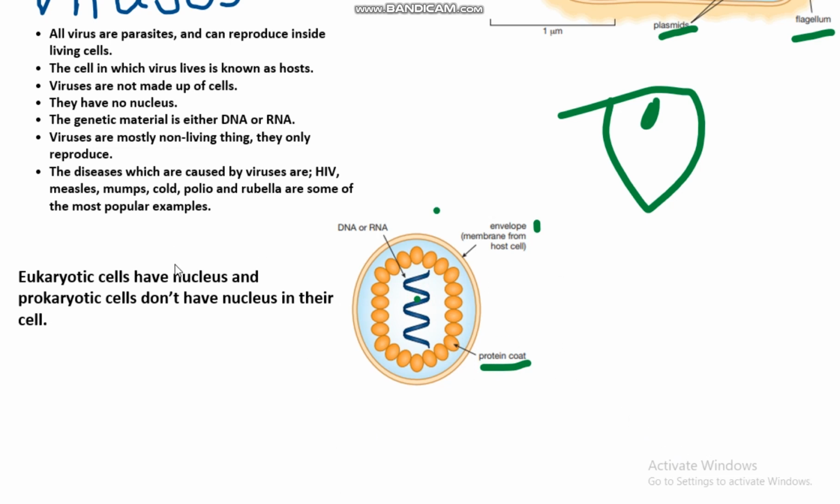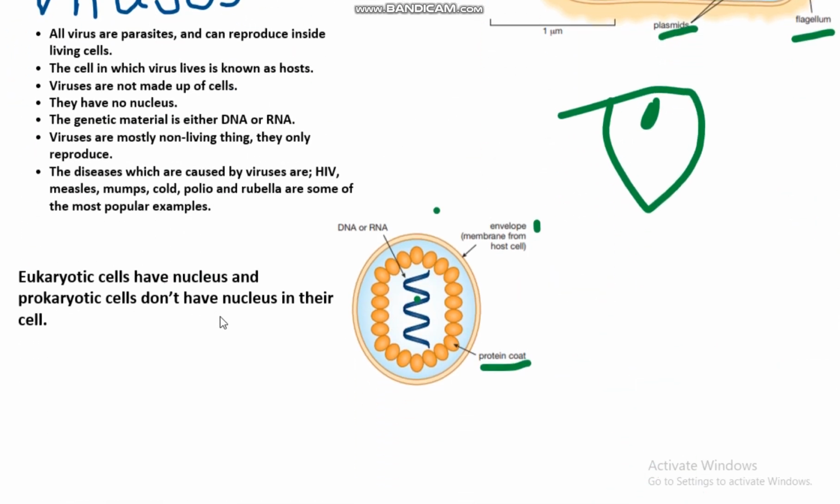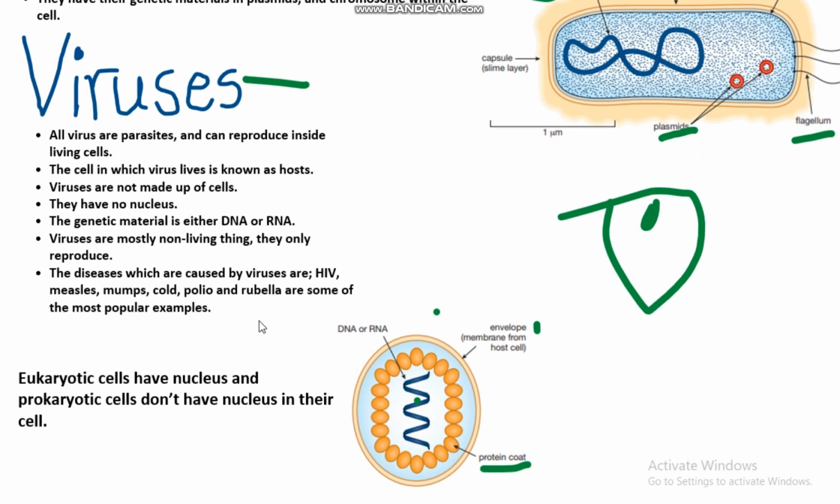And then we have prokaryotic cells, which don't have a nucleus, like viruses and bacteria, and eukaryotic cells, which have a nucleus, like animals and plants and fungi.